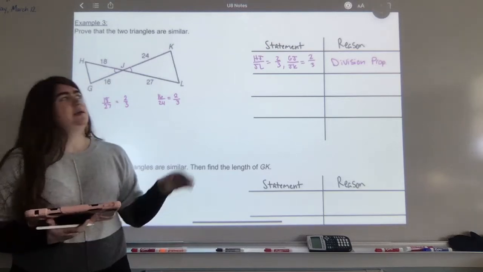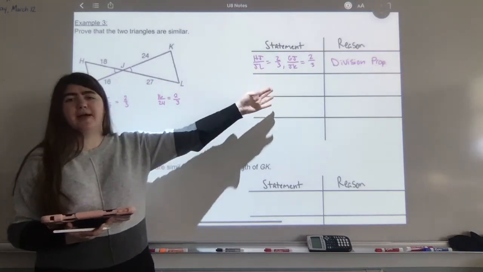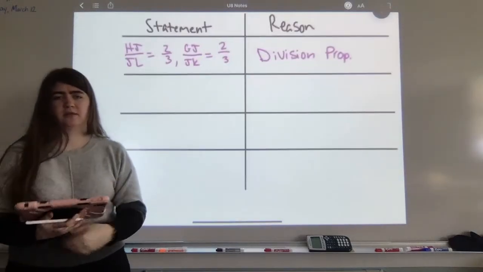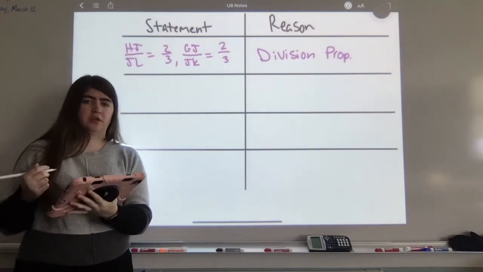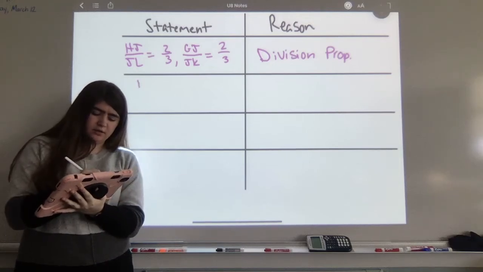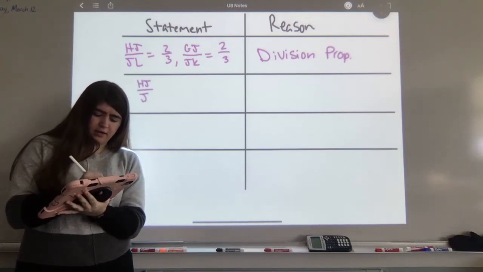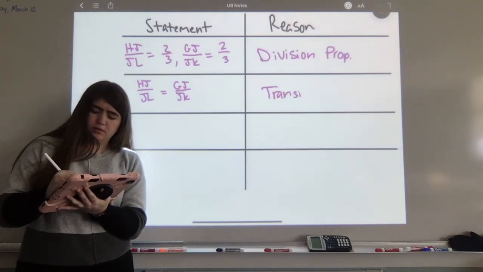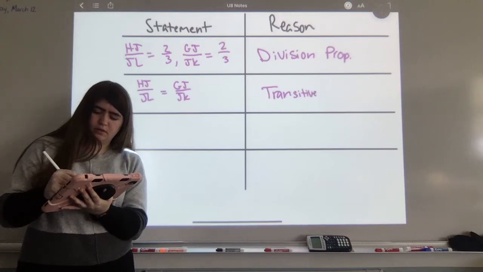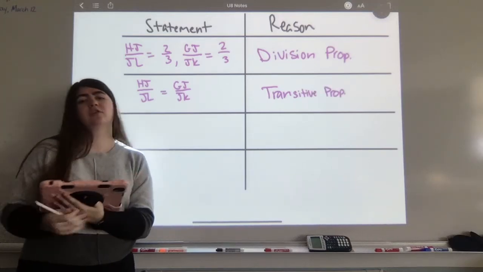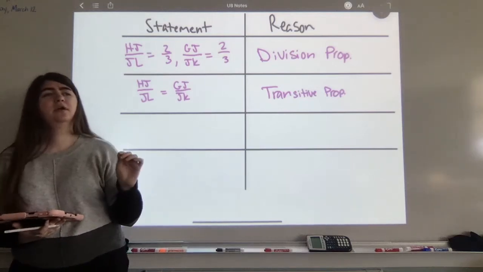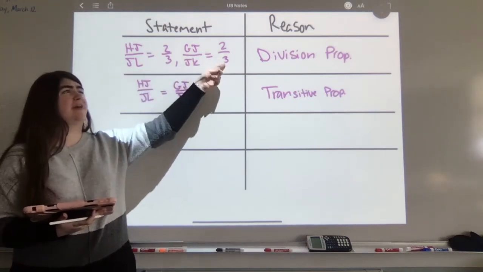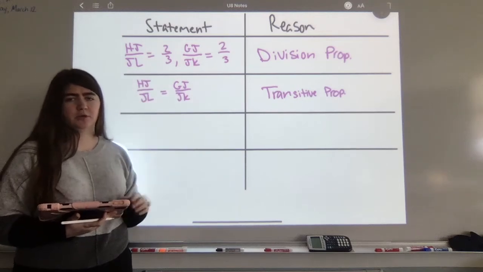All right, next, because they have the same value, I'm going to acknowledge that those two segment proportions are equal. So I have HJ over JL is equal to GJ over JK, and again, that is by the transitive property, because I have two equations that have the same value, so those two pieces must also be equal to each other.